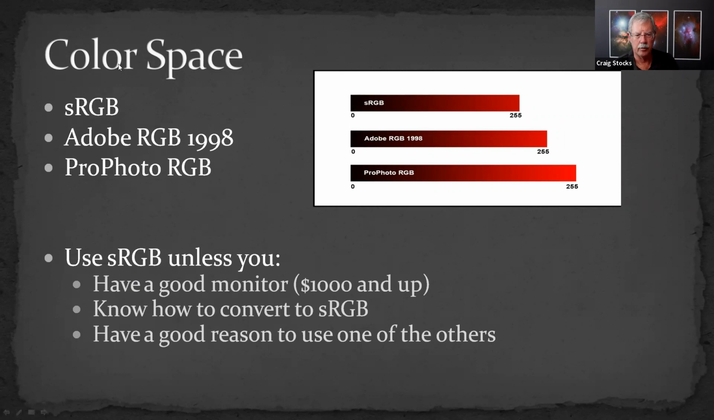So if you're debating which one to use, my recommendation is always use sRGB unless you have a really good monitor, know how to convert from sRGB from and to these other color spaces. And generally going from sRGB to a larger color space, you won't have problems. Going the other direction, because there will be colors in these larger color spaces that you can't reproduce in the smaller color space. Going down can create problems.